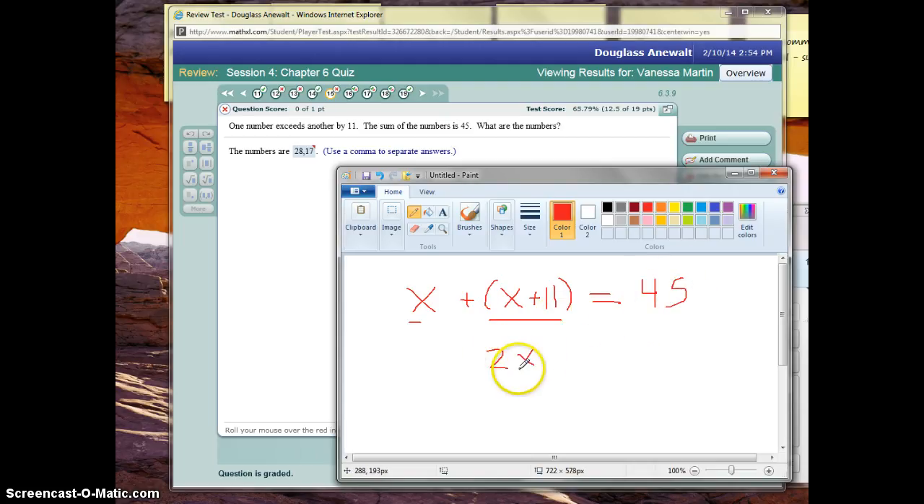So now we reduce. 2x equals 34 when you subtract 11 from both sides, and then divide by 2, x equals 17. So our first number, x, was 17, and our second number, which is x plus 11 then, is going to be 28. So 28 and 17.